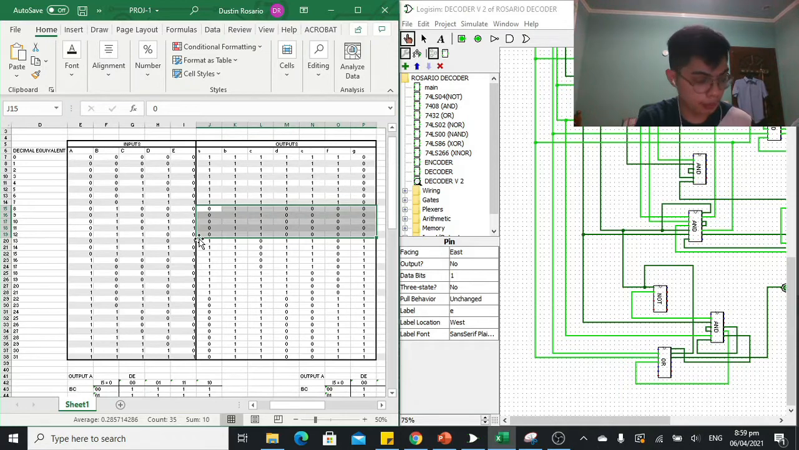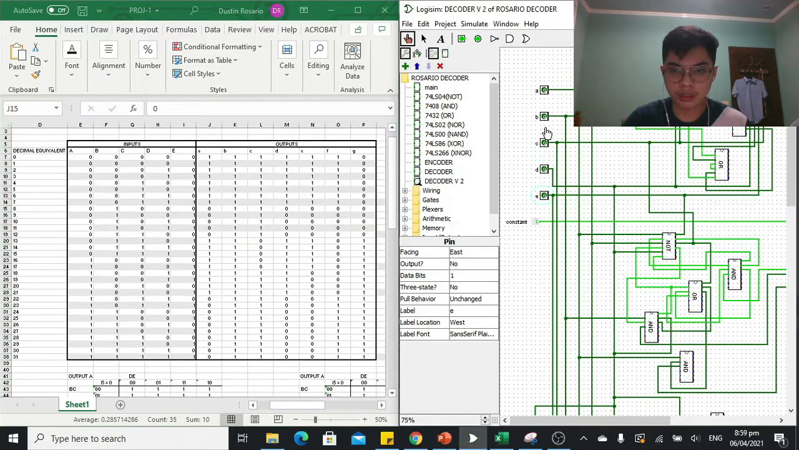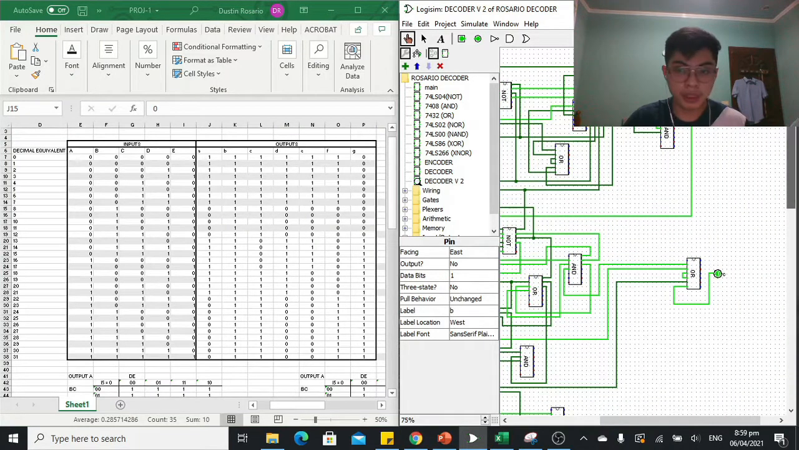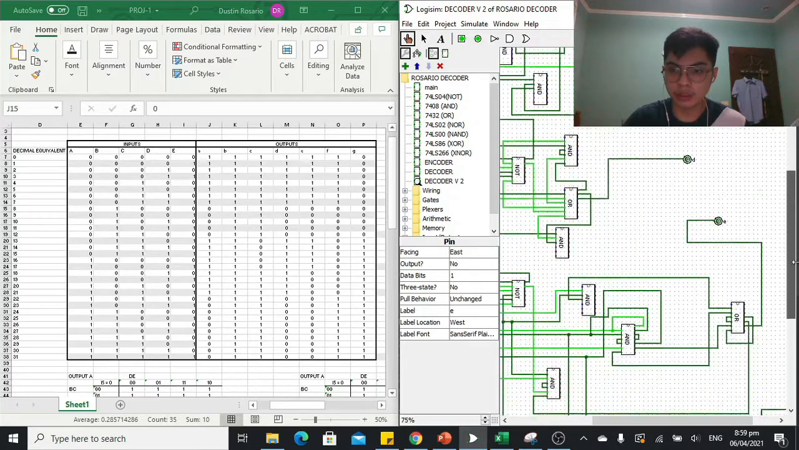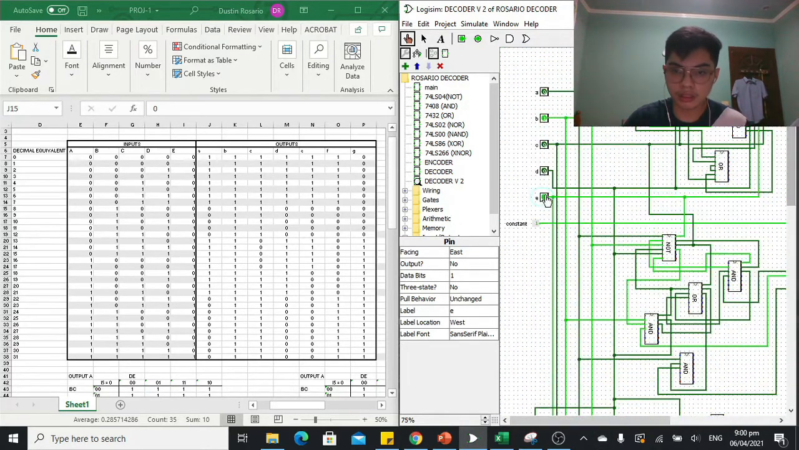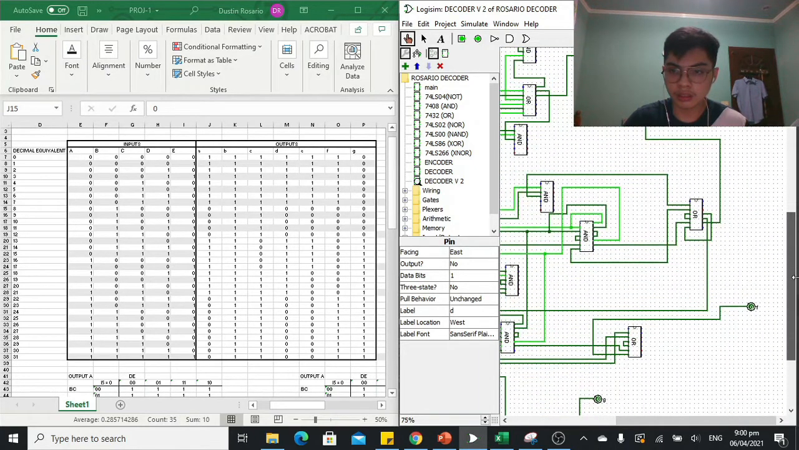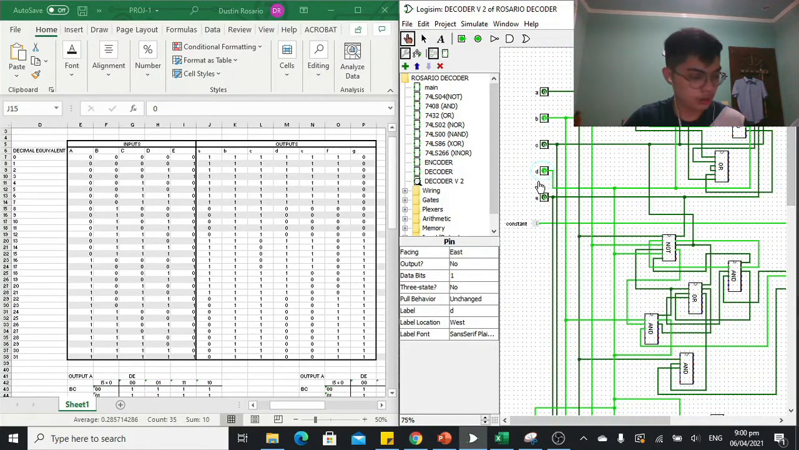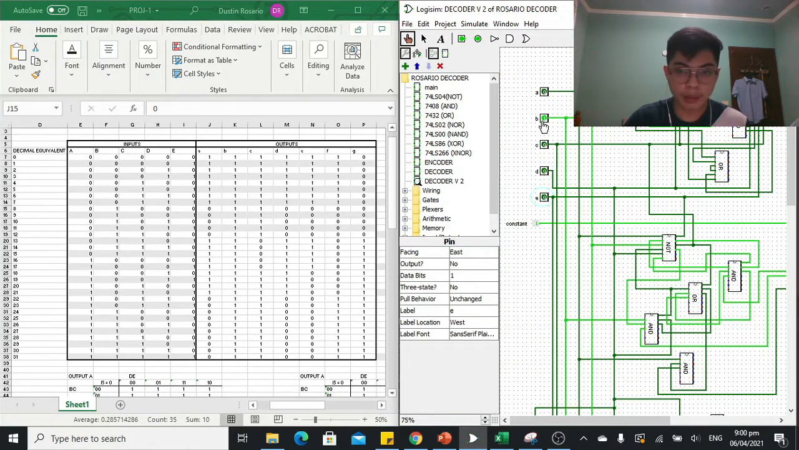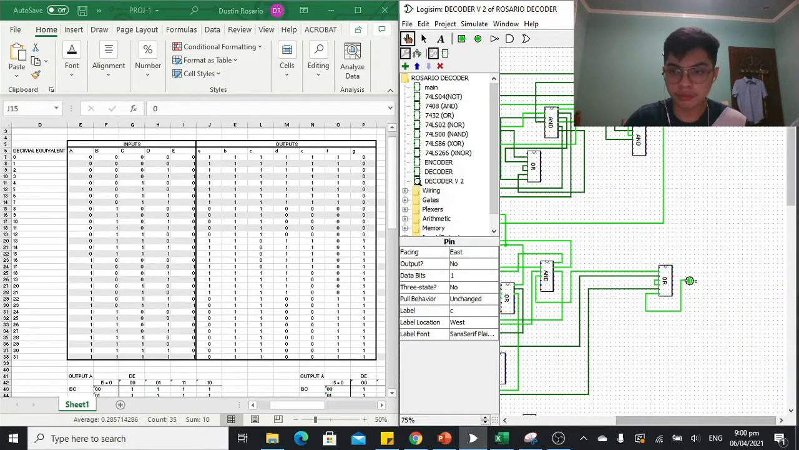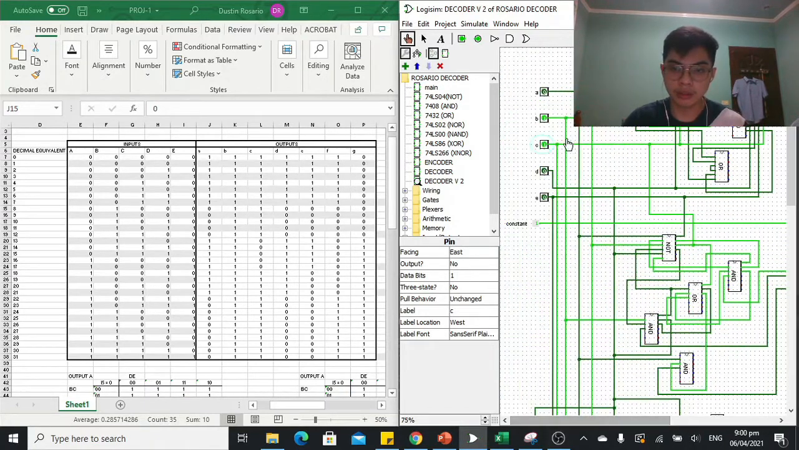The only ones are B and C. So 100, only B and C are open. Only B and C are open. Then next is the 1100. You can see B and C only open.